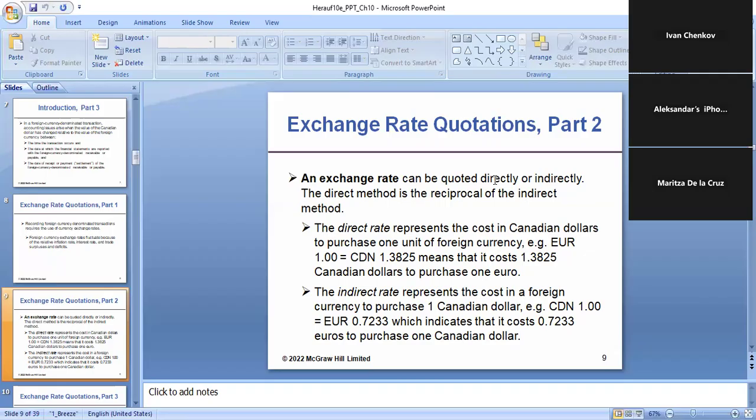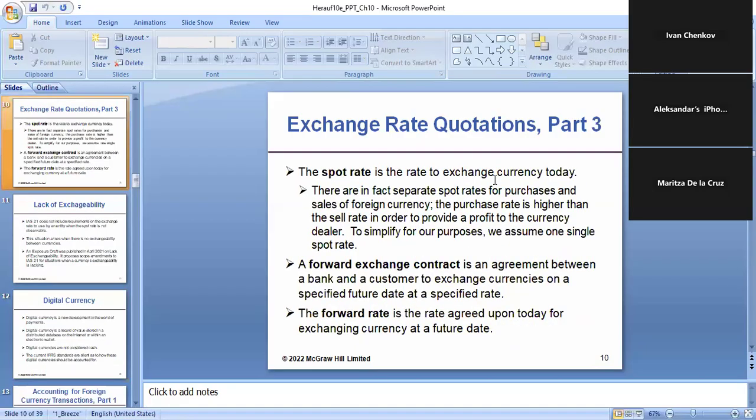So if you're purchasing 1 Canadian dollar, that's an indirect rate. If you're purchasing one of the other currency, that's a direct rate. Then we're going to have different rates.